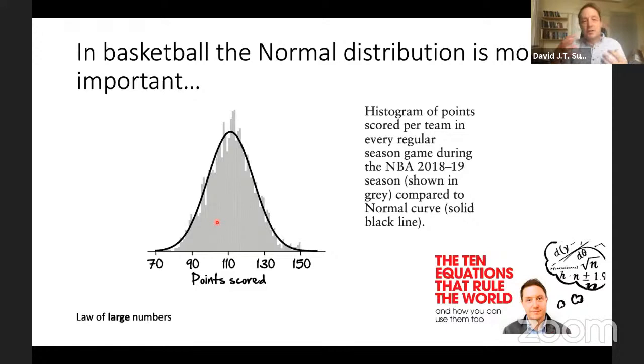And that's because basketball is the sum of lots and lots of random events, while football is the sum of very few random events. Law of large numbers gives you the normal distribution. Law of small numbers gives you the Poisson distribution.